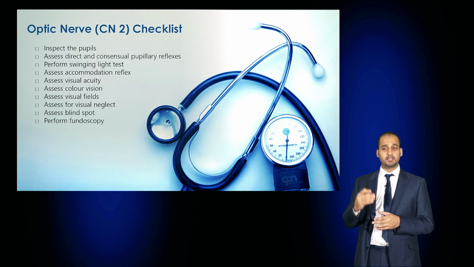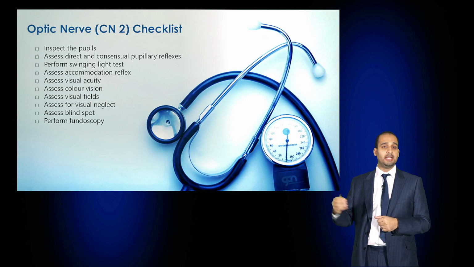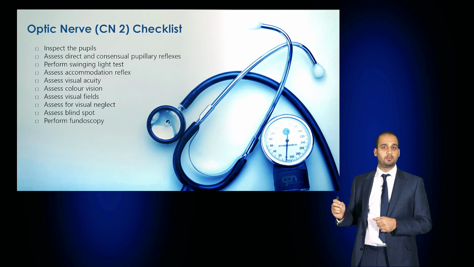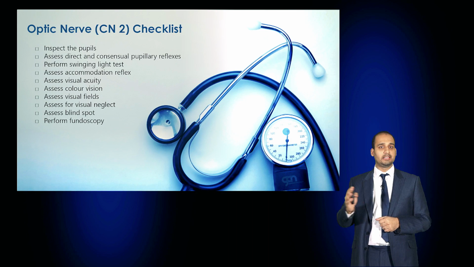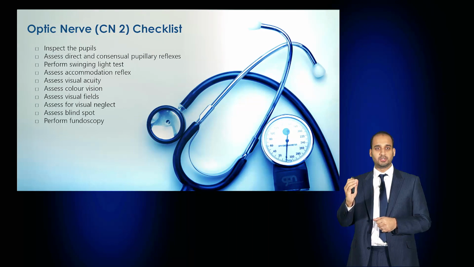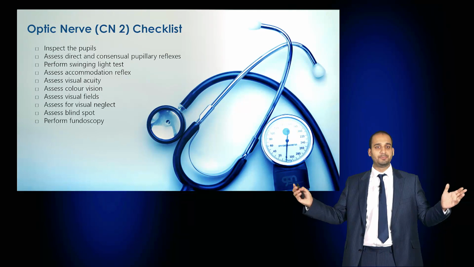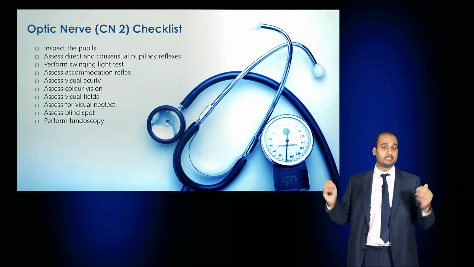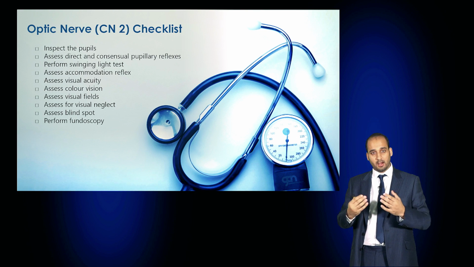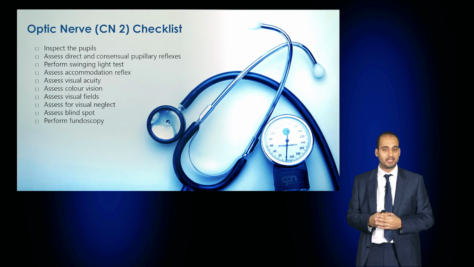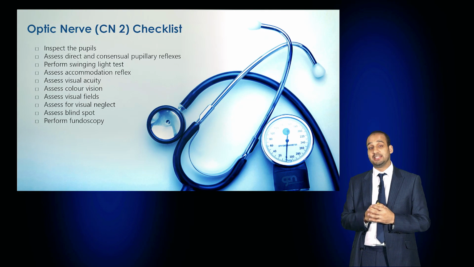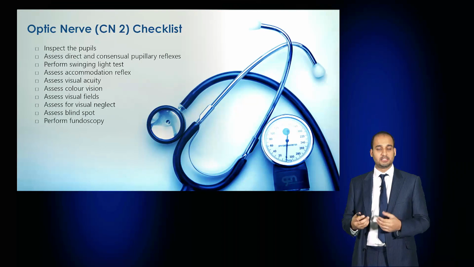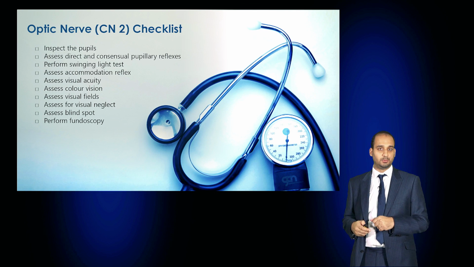So as a checklist to examine the second cranial nerve, ensure you've inspected the pupils, assess the direct and consensual pupillary reflexes, perform the swinging light test, assess their accommodation, assess the visual acuity, their colour vision, their visual fields, assess for neglect on either side, assess the blind spot, and offer or perform fundoscopy. Now we mentioned that the optic nerve is examined along with cranial nerves 3, 4 and 6, the oculomotor, the trochlear and the abducens nerve.